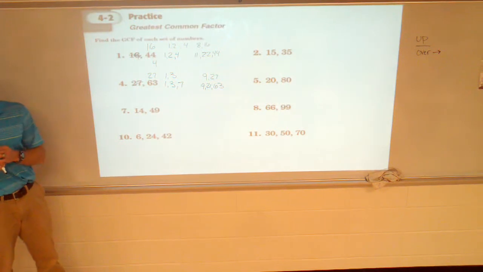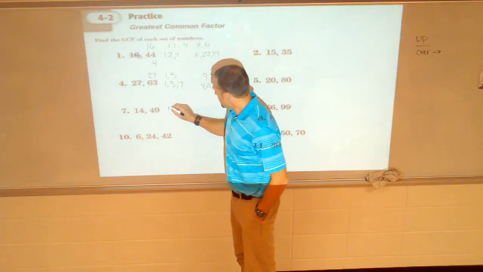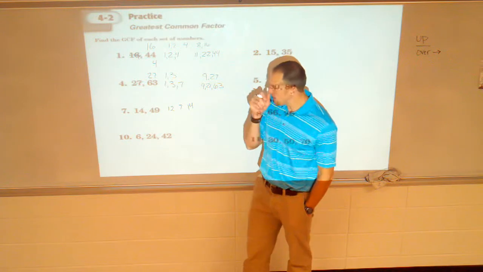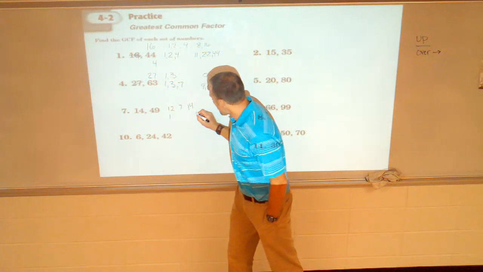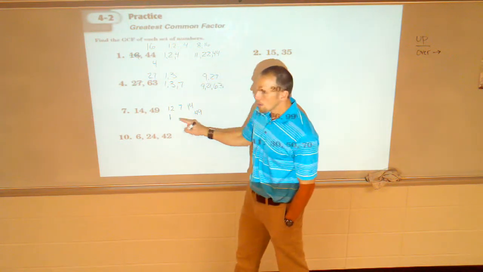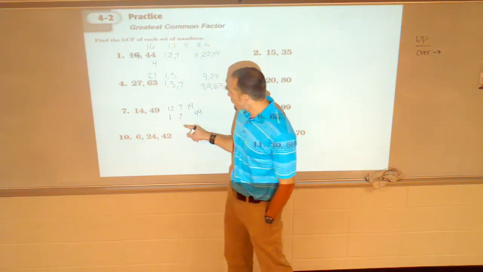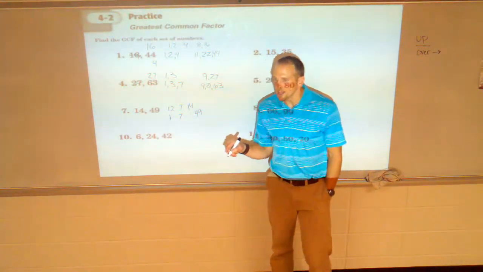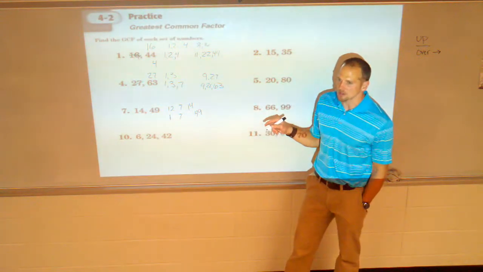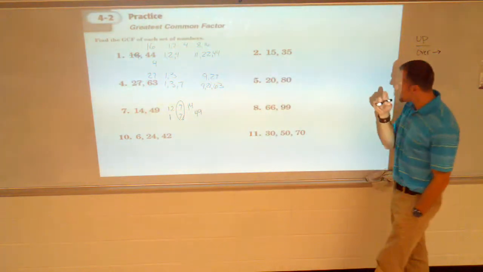14. Alex, what are the factors of 14? 1, 2, 7, 14. Very good. 1 and 14, 2 and 7. What are the factors of 49, Darlene? 1 and 49. 1 and 7. Good. 1 and 49, 7 and 7. So, Alejandra, what is my greatest common factor? 7. Very good. My greatest common factor is 7.